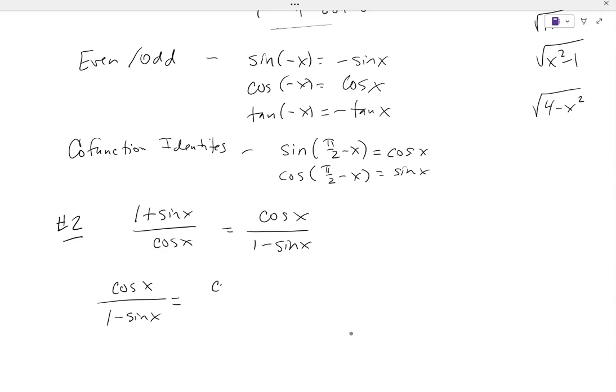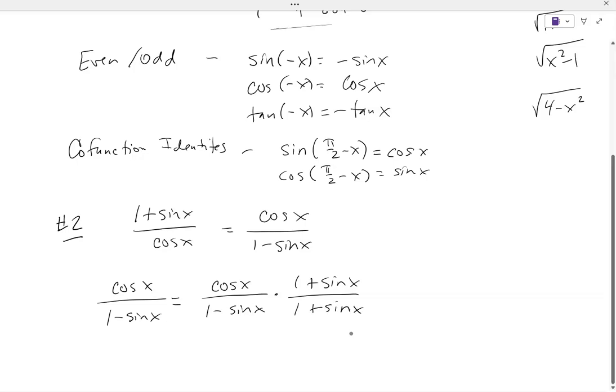What can you multiply top and bottom by? Yeah, 1 plus sine x. Good. Remember, we kind of do that conjugate idea. Because why do we do that? When you multiply a plus b times a minus b, what do you get? Yeah, difference of squares, right? We get a difference of squares when we do that. Why is that helpful here?